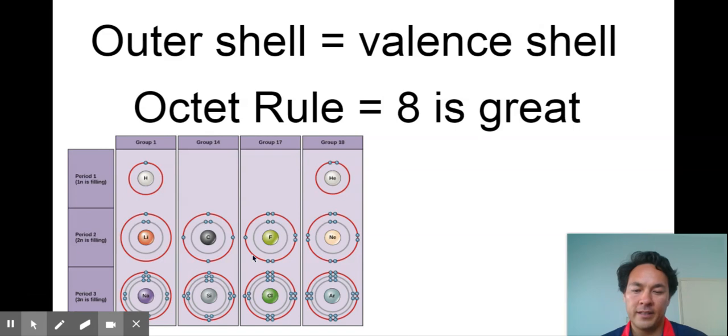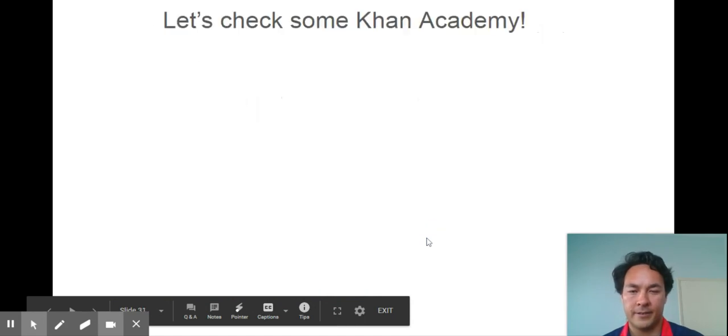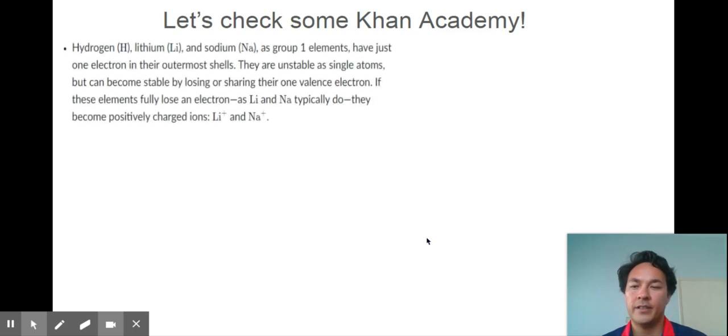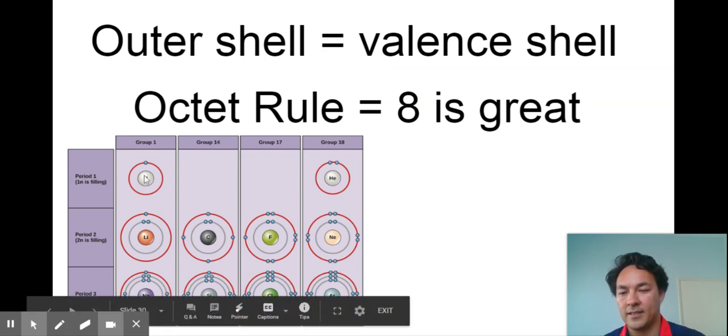So fluorine is going, and here's where I'm running that risk of making them sound like humans again, to try and get 1 more electron. So let's check some Khan Academy, and I got this from their website because I think it's very good. So hydrogen, lithium, and sodium are group 1 elements, and they have 1 electron in their outermost shells. So they're unstable, and they're more likely to give these up. Here they are, hydrogen, lithium, and sodium. So you can see where I got them from. They just have 1 in that outer shell.